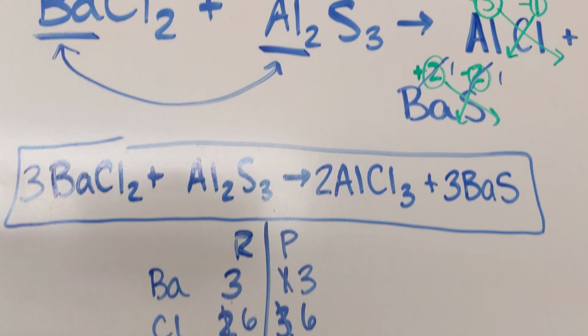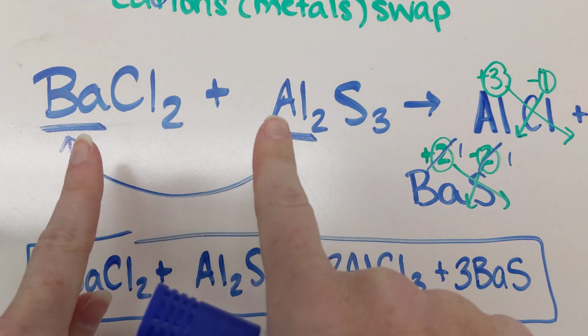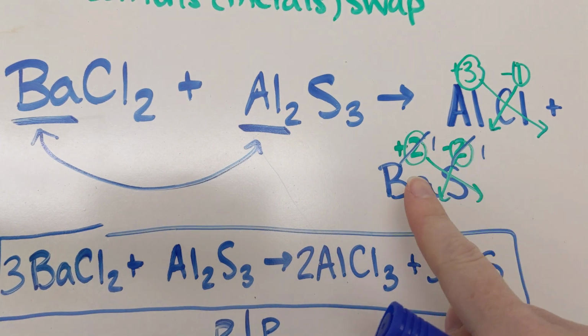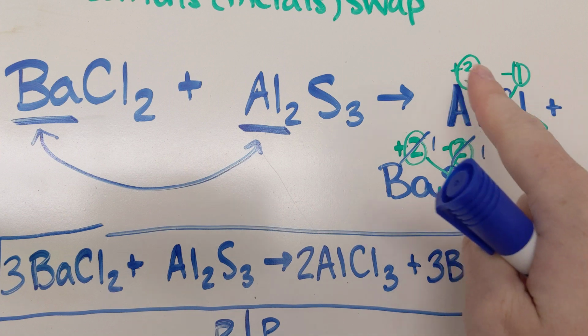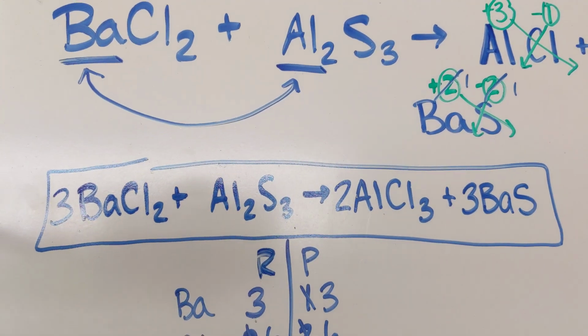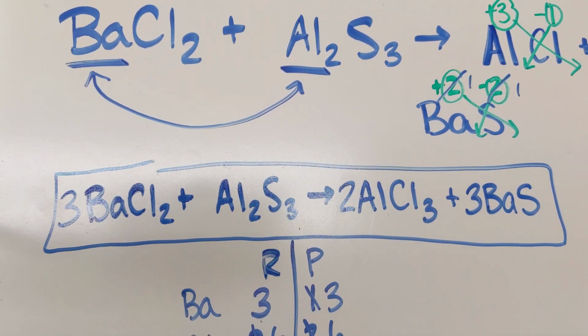Okay, so to recap, step 1 is to swap your metals. Keep the metals in front in the new compounds. Okay, aluminum comes first, barium comes first. Find the charges on the periodic table and crisscross your new compounds. Okay, reduce if you can. And then balance. That's really all there is to it.